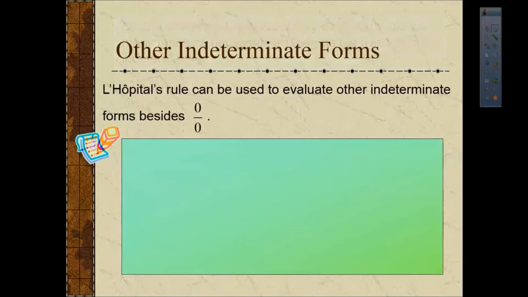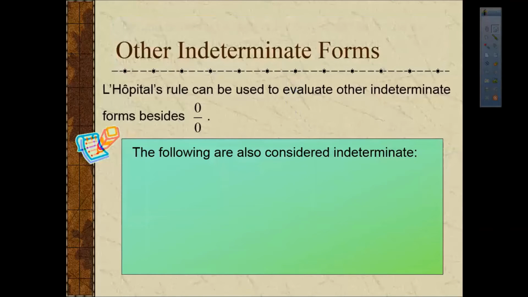Now, we've been examining indeterminate form 0/0. It turns out there are some other indeterminate forms besides 0/0. Here are a few of them. These following are also considered indeterminate. So if I do a limit and I wind up with infinity over infinity, both the numerator and denominator approaching infinity, that's also considered indeterminate, and therefore it's eligible for us to do L'Hopital's rule.